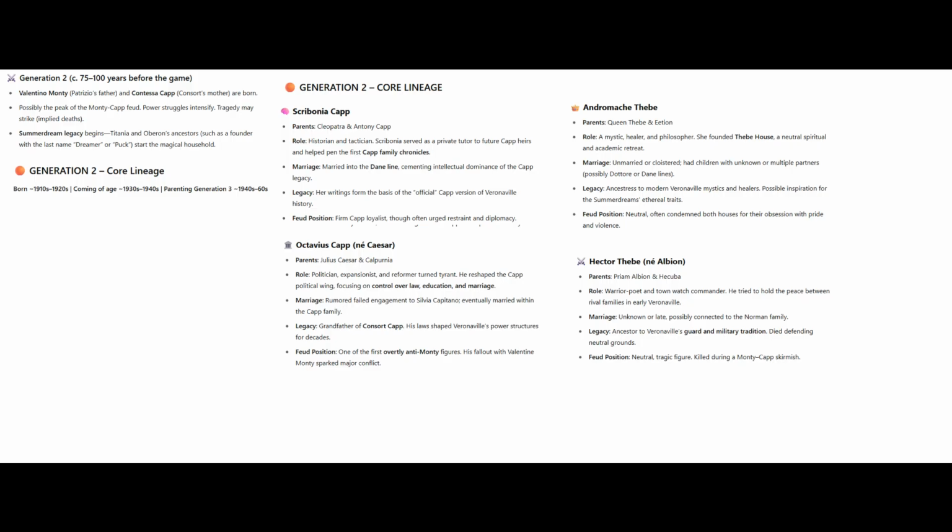Interesting. Eventually married within the Cap family, so he married Scribonia. Legacy, grandfather of Consort Cap. That's not the case. He's Consort Cap's father-in-law.